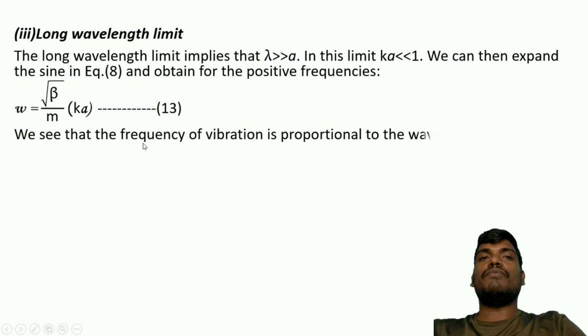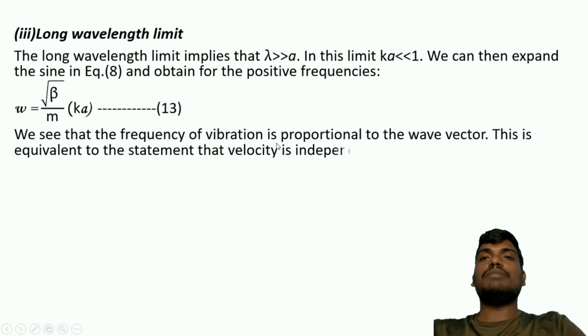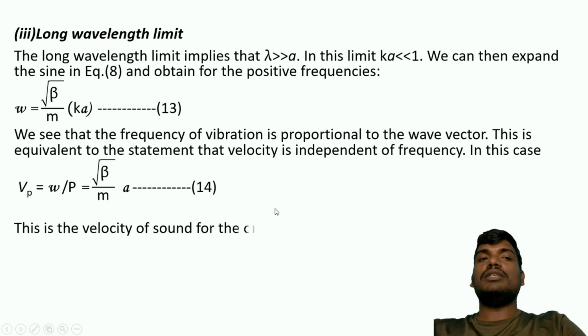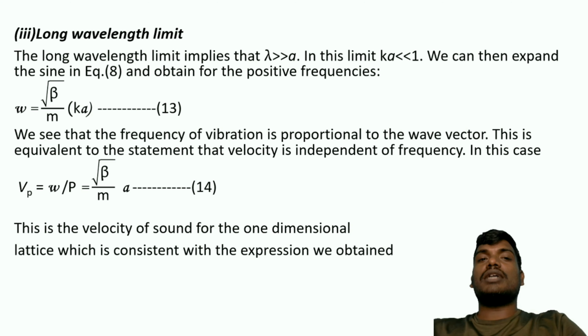We see that the frequency of vibration is proportional to the wave vector. This is equivalent to the statement that the velocity is independent of frequency. In this case, the phase velocity Vp is equal to omega by k, that equals under root of beta by m into a. This equation is named as 14. This is the velocity of sound for the one-dimensional lattice, which is consistent with the expression we obtained earlier for the elastic waves.